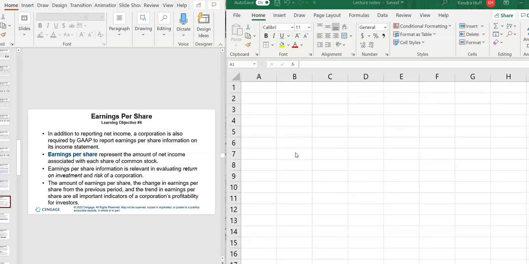Next up, and you would think it would be a short little section, but no, this section is pretty long. It will probably be at least 2 videos. Earnings per share.